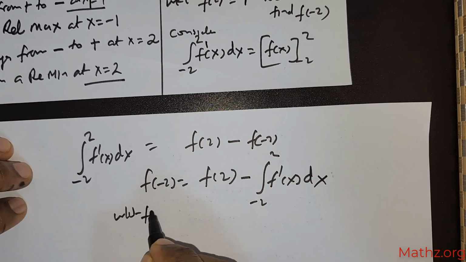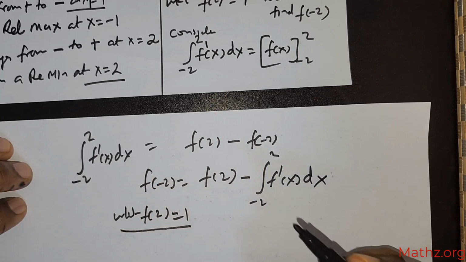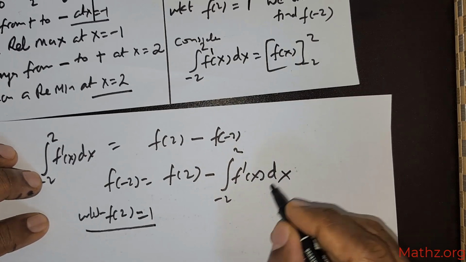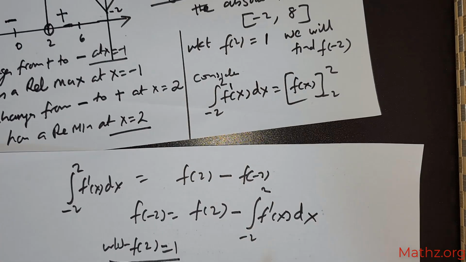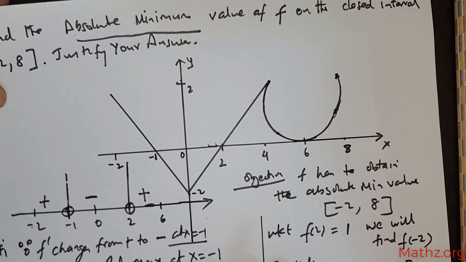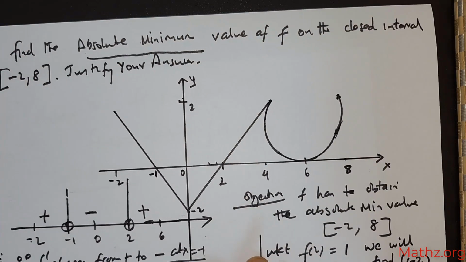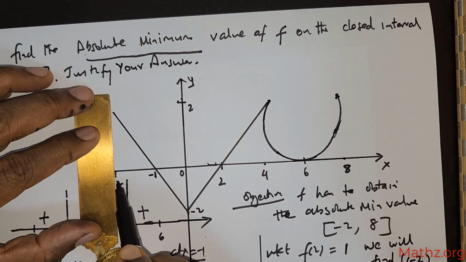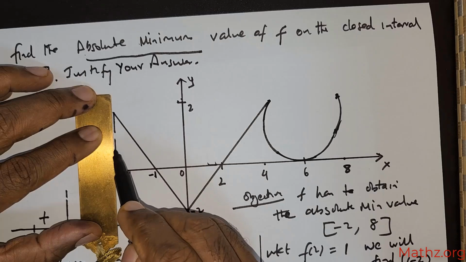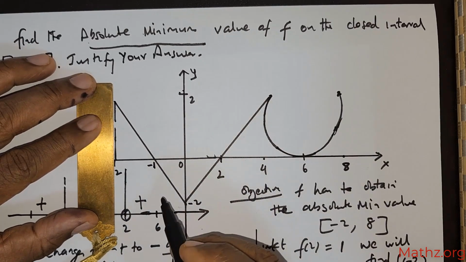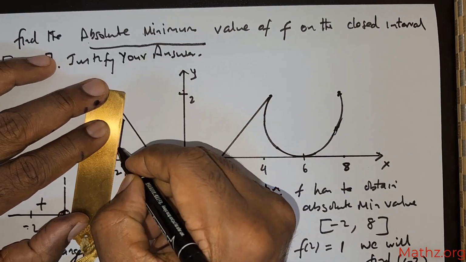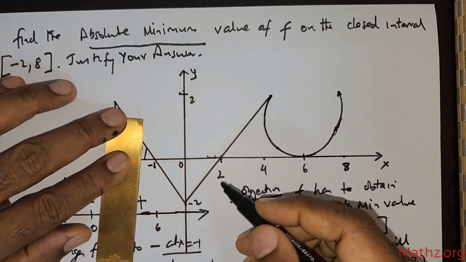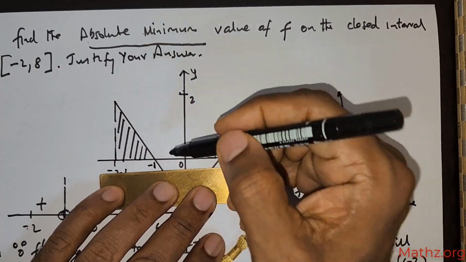We know that f(2) is 1. That's given in the question, but we will have to obtain this integral. So what is this? This is actually nothing but the area under the curve. Let me use this graph. Area under the curve from −2 to 2. This is −2. This point is +2. So we have to find the area of this triangle. Next we will have to find the area of this triangle.